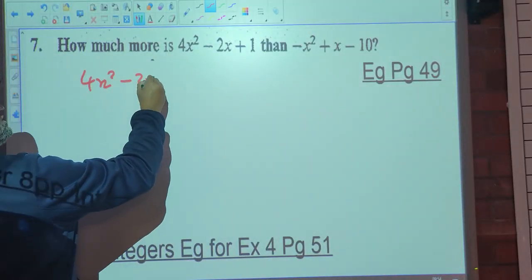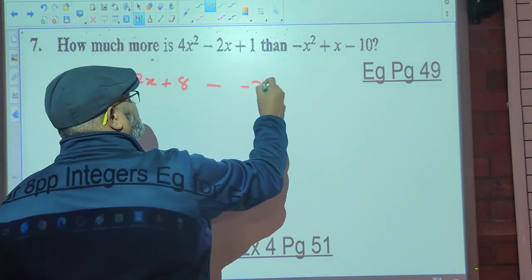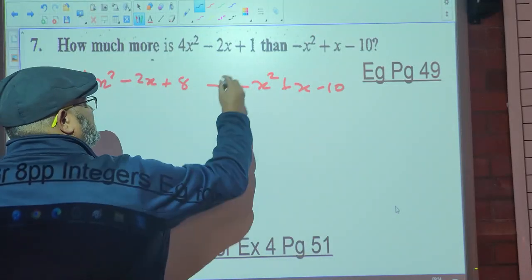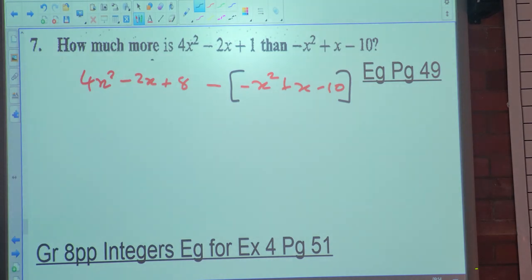4x squared minus 2x plus 8 minus x squared plus x minus 10. What must I not forget? The brackets. Why the brackets? There's more than one term following the negative sign.